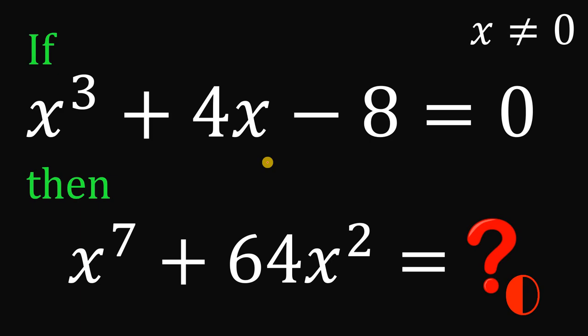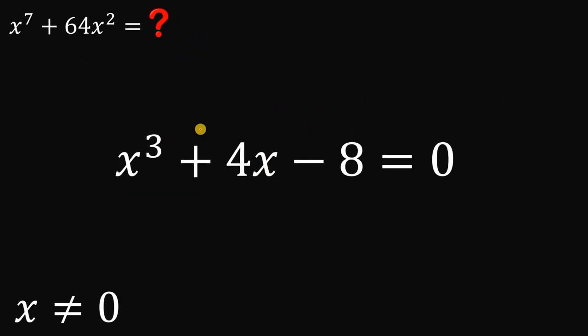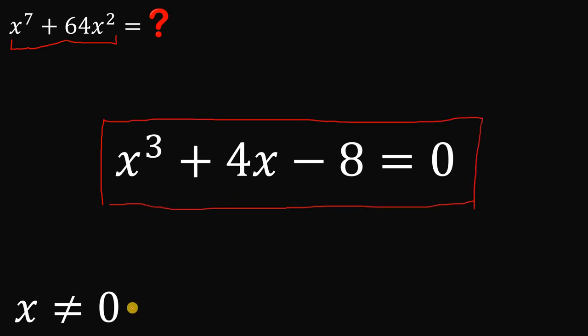And now, let's answer this question together. So, our goal in this question is to evaluate x raised to 7 plus 64x squared. So given this one equation, x cubed plus 4x minus 8 equals 0. But don't forget that we also know that x is not equal to 0.